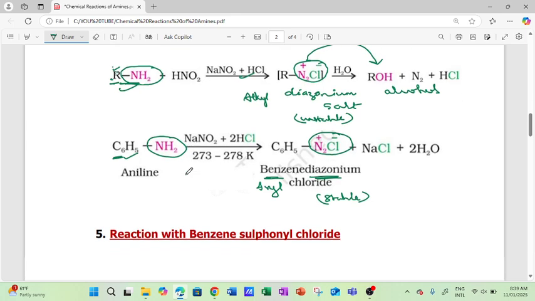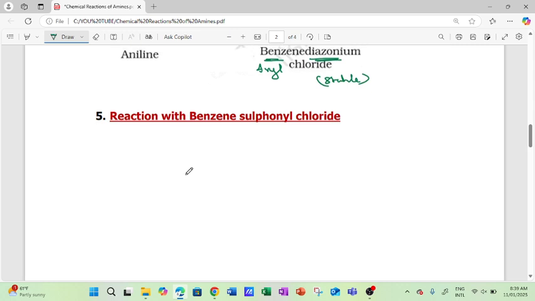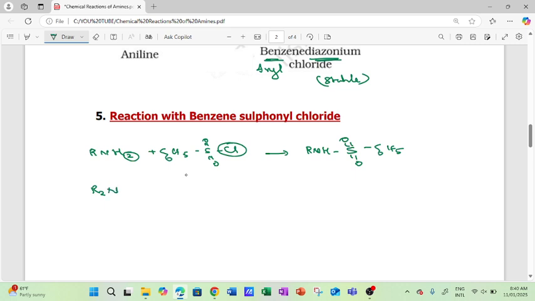Got it. Now benzene sulfonyl chloride. Benzene sulfonyl chloride is C6H5SO2Cl. When you add a primary amine to this, H and Cl get eliminated and you get RNH-SO2-C6H5. This is how the reaction goes. When you understand how the elimination is taking place, then by joining the reactants you will get the product. So no need to memorize any of the reactions, just understand in this way.